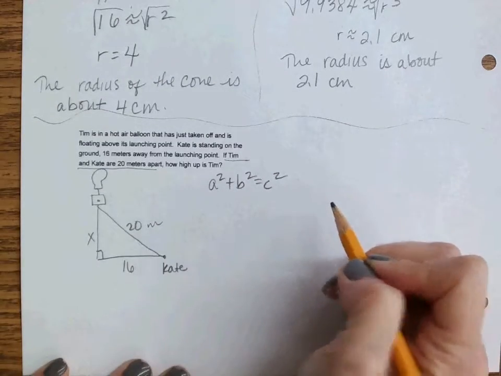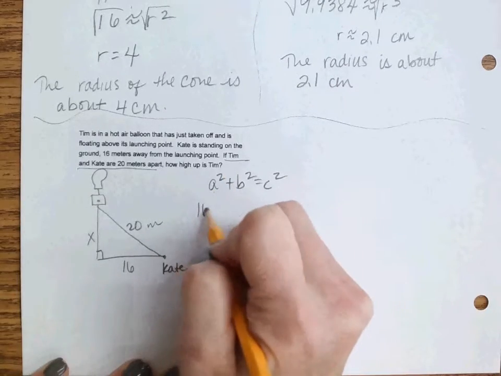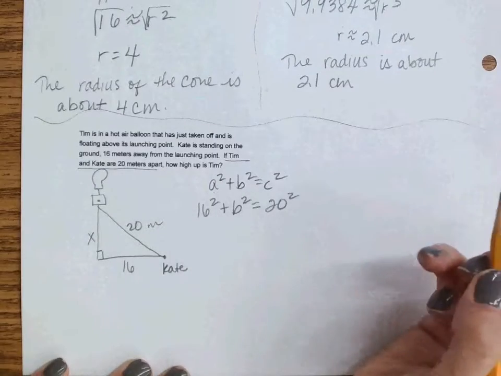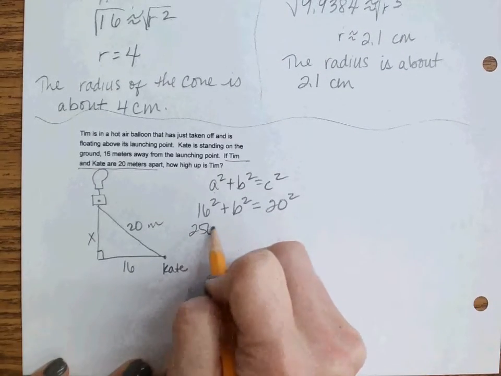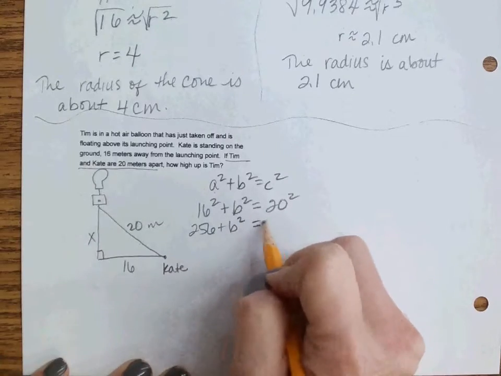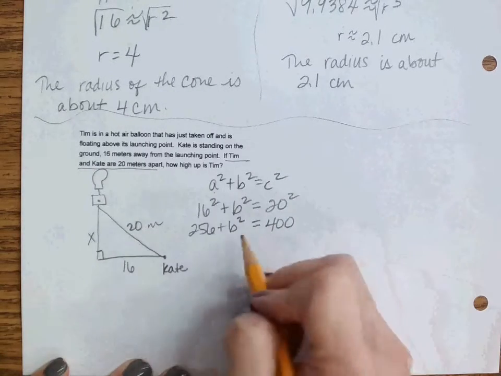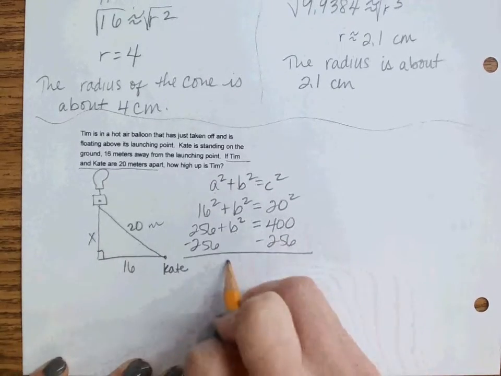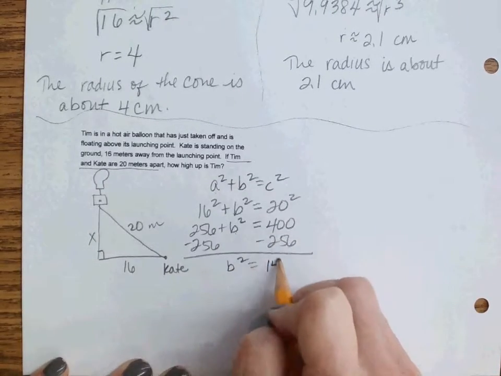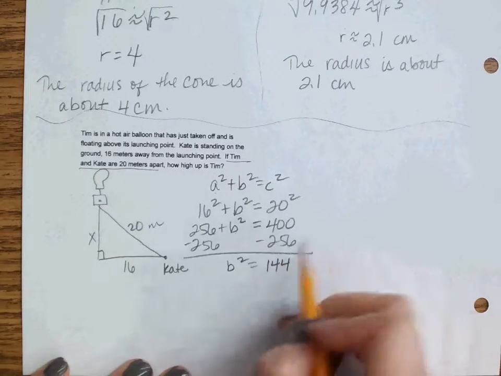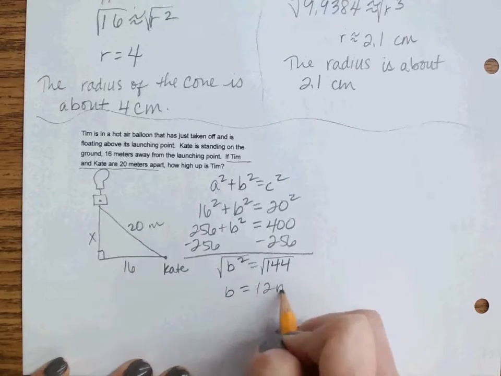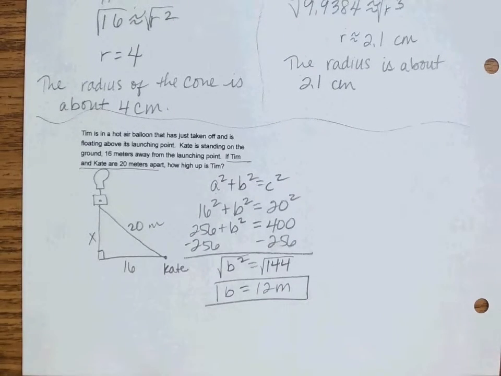We write down the Pythagorean theorem formula. A, we can go ahead and label as 16. B will be our unknown. C is 20. So 16 squared is 256 plus b squared equals 400. To keep solving for b, I'm going to subtract 256 from both sides. I have b squared is equal to, when I subtract, 144. The square root is 12 meters. All right, so Tim is 12 meters up in the air.